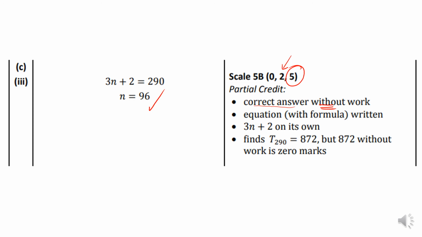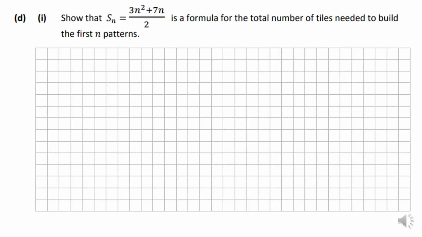If you wrote down the formula, you got 2 out of 5. So always write down the formula if you don't know anything else. There's a part D to this question also. Let's have a read. Show that Sn equals 3n squared plus 7n over 2 is a formula for the total number of tiles needed to build the first n patterns. So we're looking for a formula.